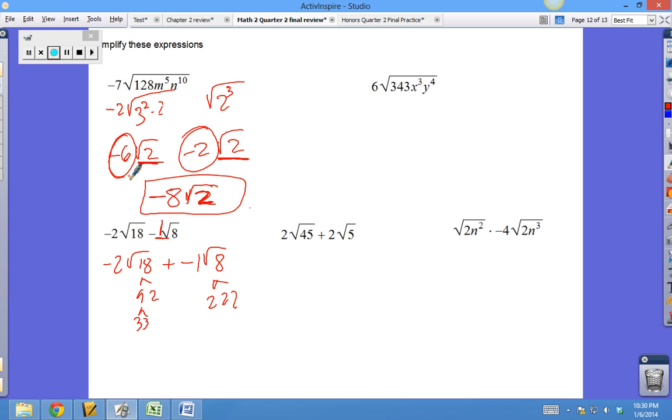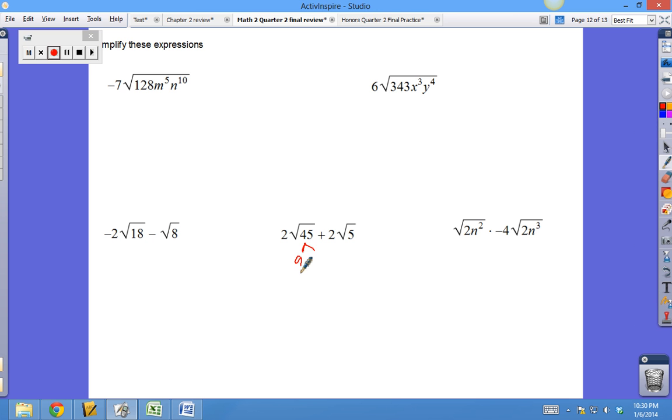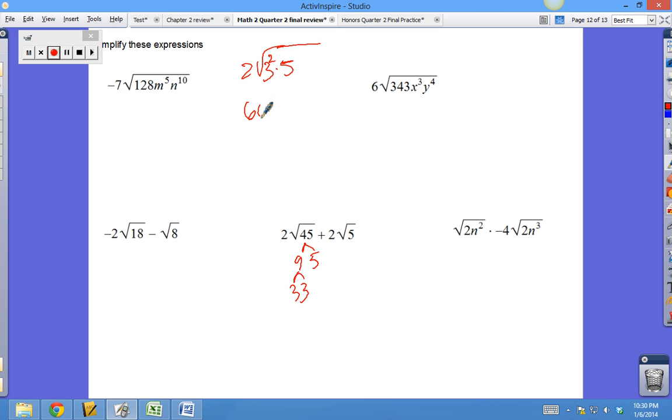Okay, let's look at this one. 45. It's a big number, so there's some squares in 45. 9 and 5. 9 is a 3 and a 3. So you're going to rewrite this as 2 times the square root of 3 squared times 5. So that's going to be, this 3 gets undone, times the 2, so it's 6 square roots of 5 plus 2 square roots of 5, and that is going to be a total of 8 square roots of 5. Done.